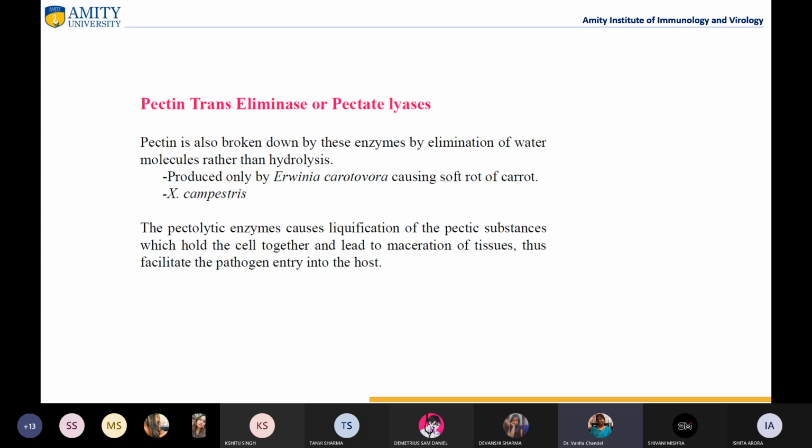So these pectolytic enzymes cause liquefaction of the pectic substances, which hold the cells together, and lead to maceration of the tissue. So when tissues are soft or macerated, it is easy for a fungal or any pathogen to move and gain entry to that particular host, right?